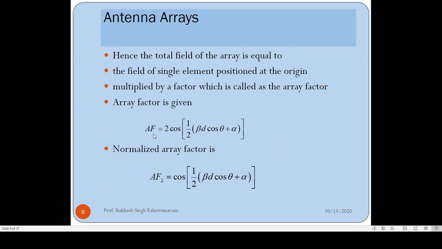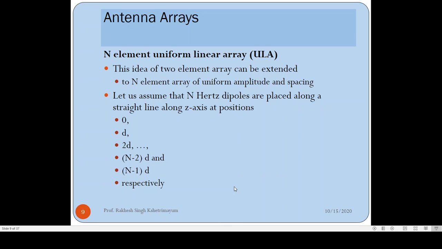Usually people consider the array factor normalized, so the maximum value it can have is 2. So you divide by 2. The array factor normalized with respect to 2 is cosine of half beta d cos theta plus alpha. That was the simplest case, when we have a 2-element antenna array composed of Hertz dipoles.